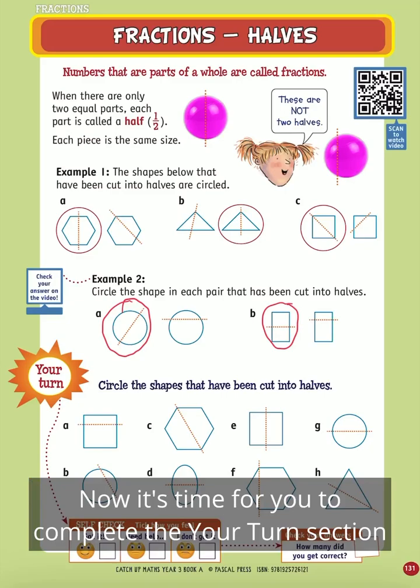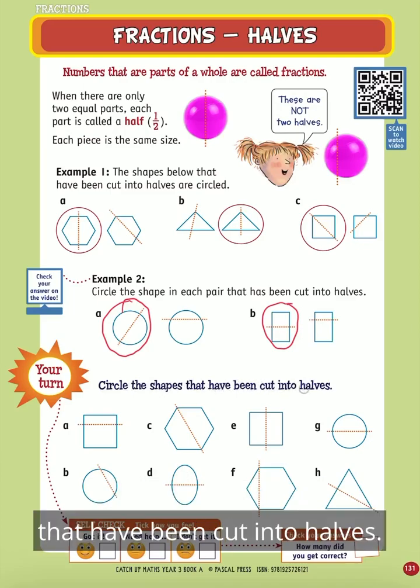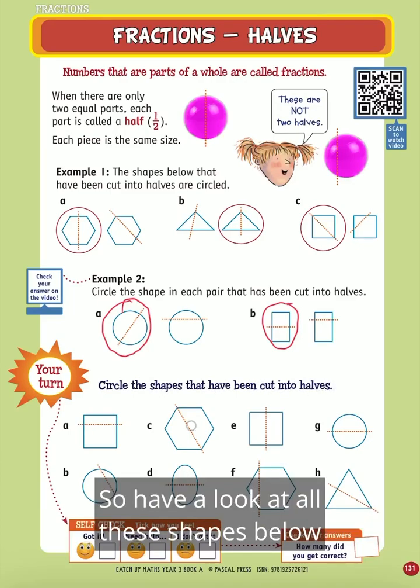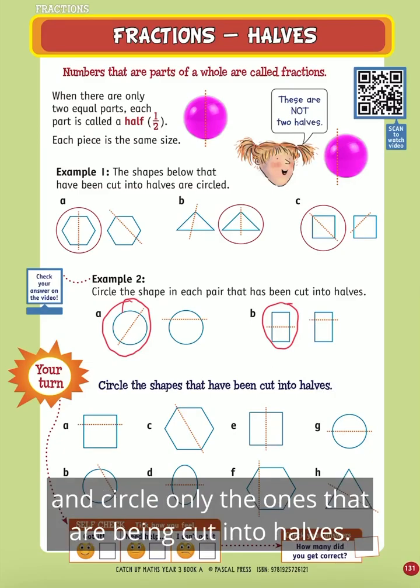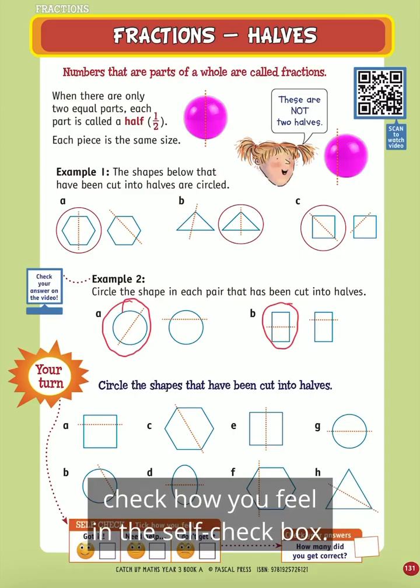Now it's time for you to complete the Your Turn section. And here you have to circle the shapes that have been cut into halves. So have a look at all these shapes below and circle only the ones that have been cut into halves. Don't forget, once you have finished this, tick how you feel in the self-check box.